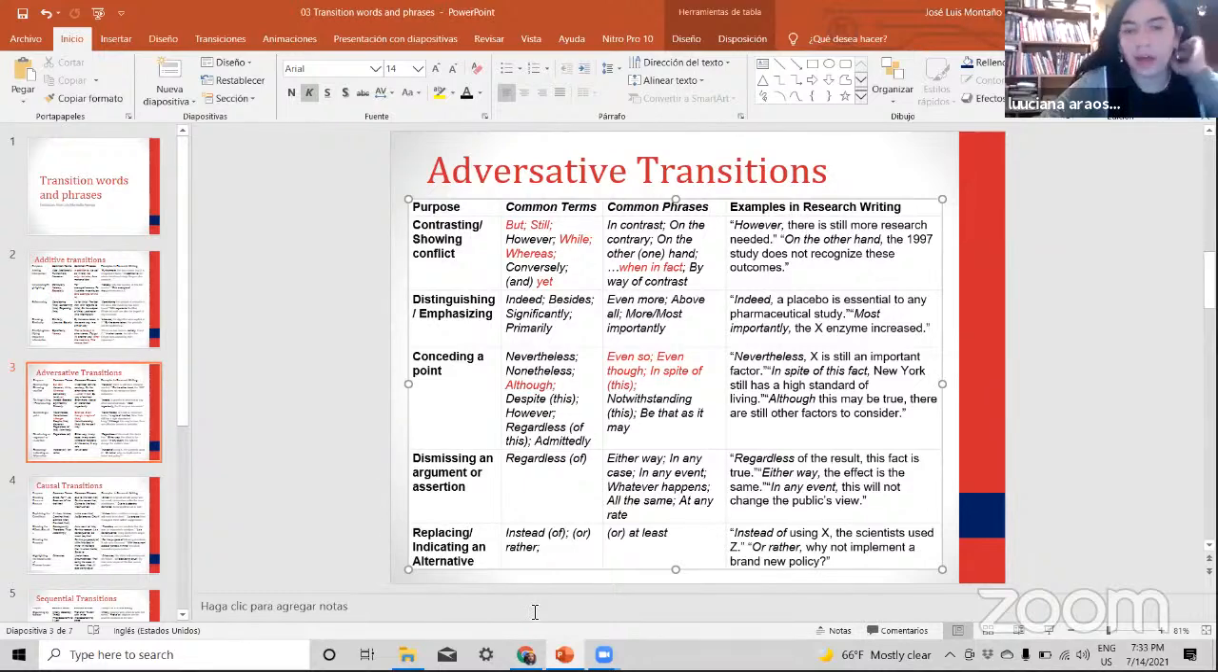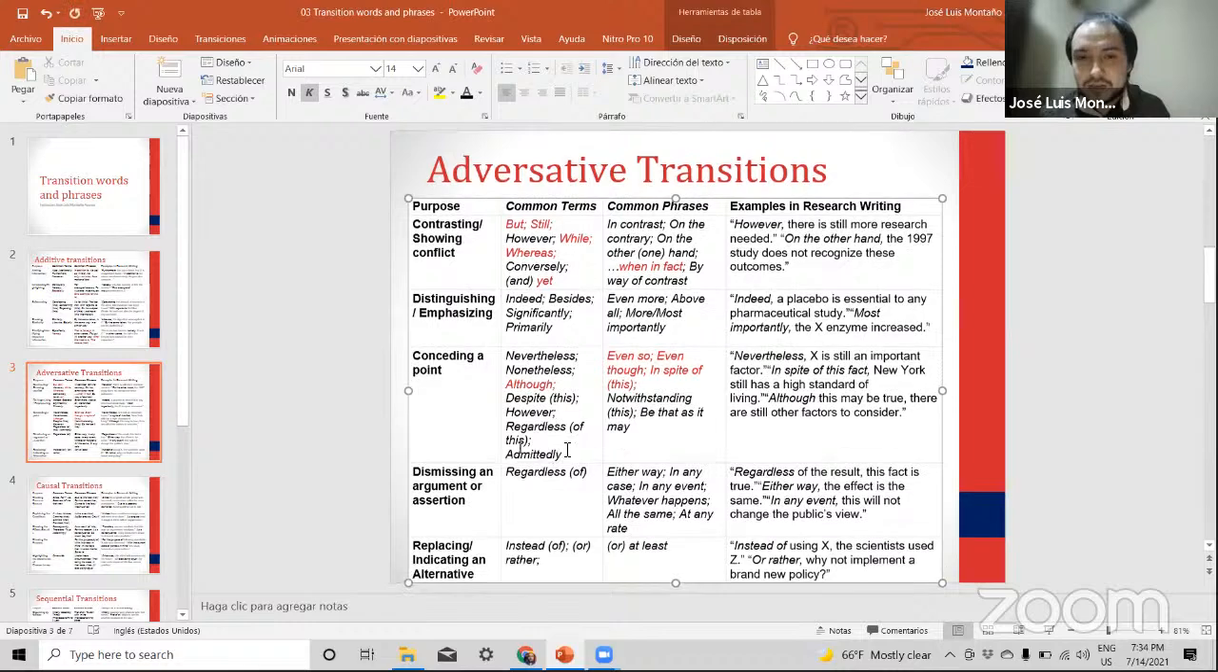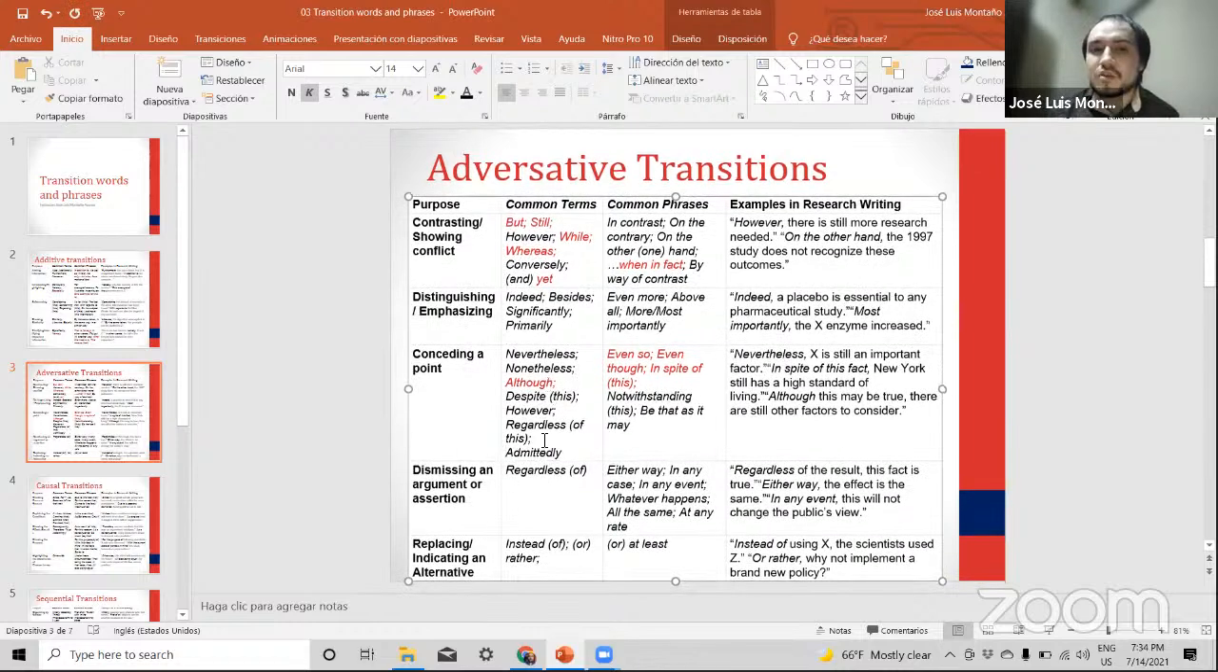Okay, but can I use "admittedly"? Yes, I was confused because I was not sure if I could say "admittedly" together with "regardless," because that was what I saw in the presentation. Yes, they are there, kind of together, but no. If you see a semicolon over there, it means that they are different terms. So it's better if you use either "regardless of this" or either "admittedly." One of those is enough.